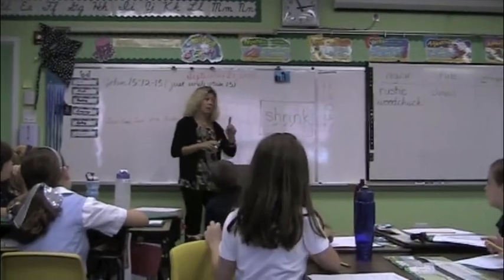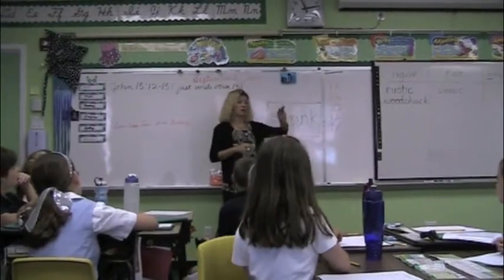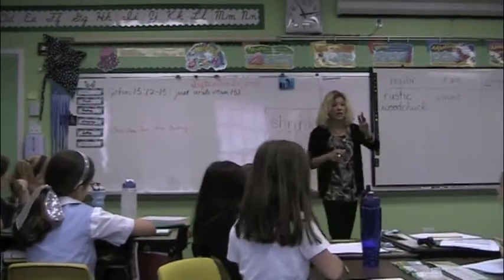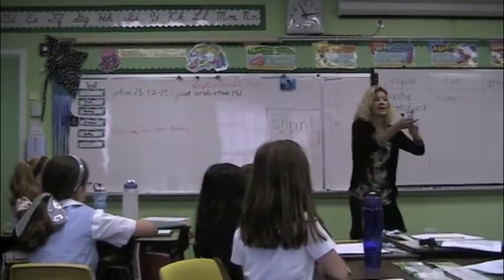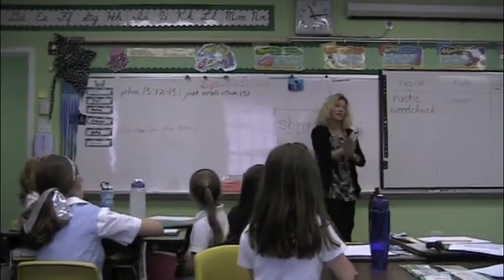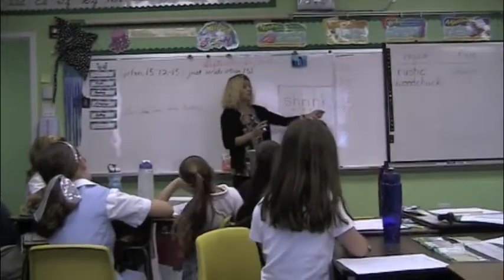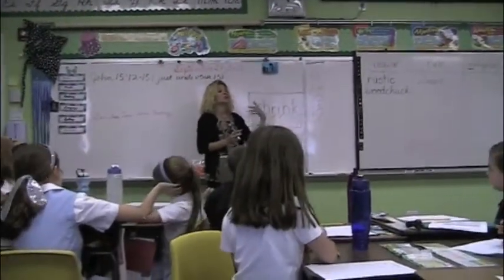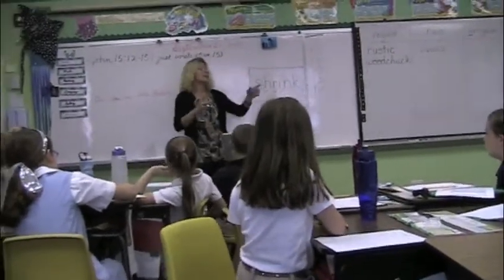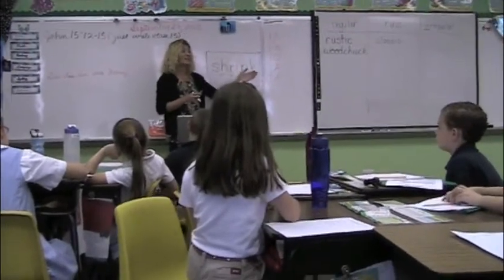NG, but here's the problem. N, G, and K can never sit by each other. It's like 3 kids in a class that don't get along. N and K can sit by each other, and N and G can sit by each other, but N, G, and K can never ever sit by each other. So we have to choose. Do we need NG or NK to make the word shrink? We have to have NK. We can make the sound with this N. We cannot make shrink without a K.